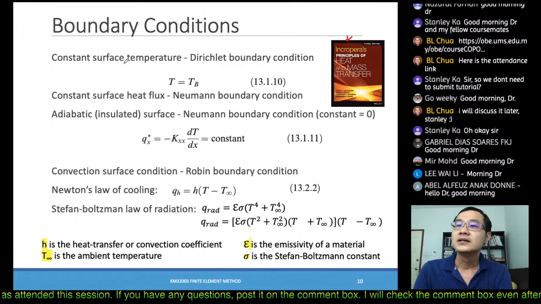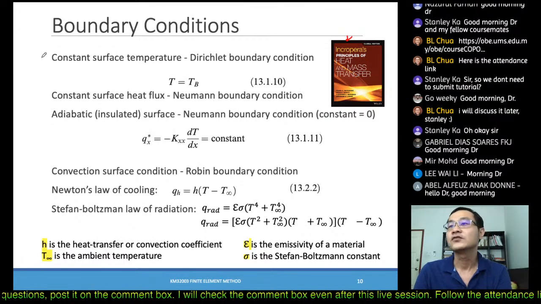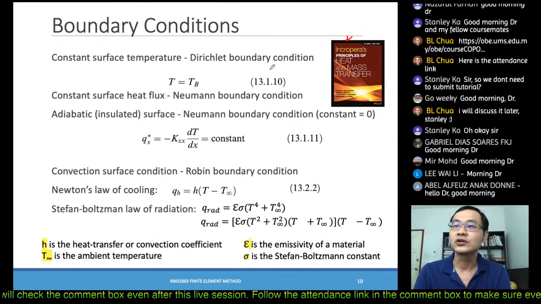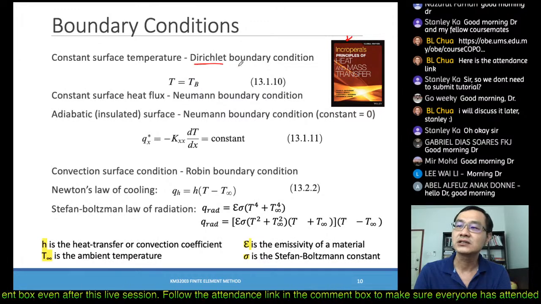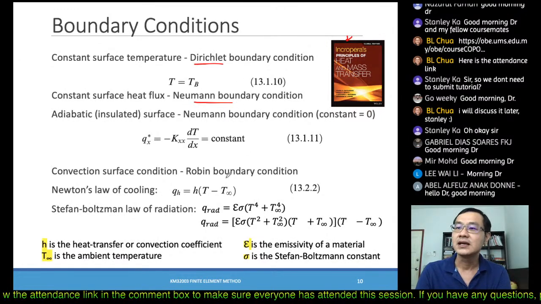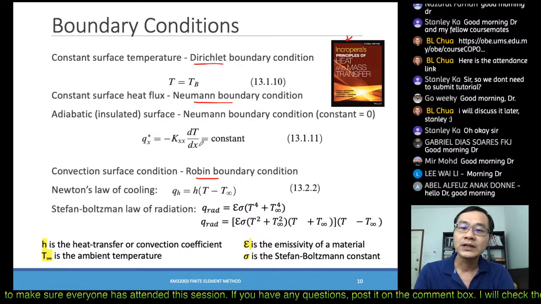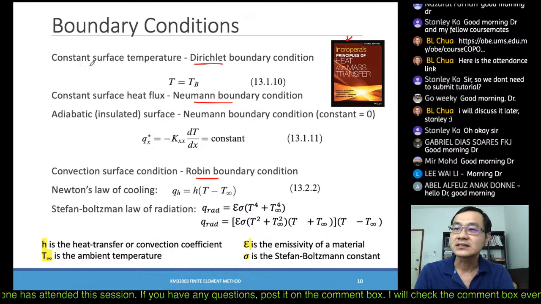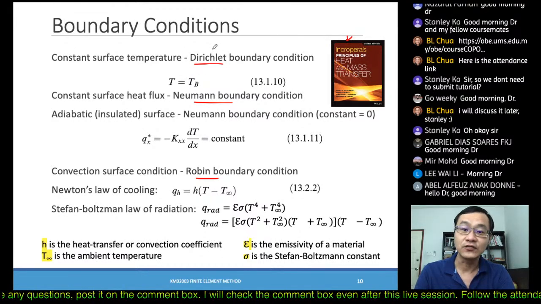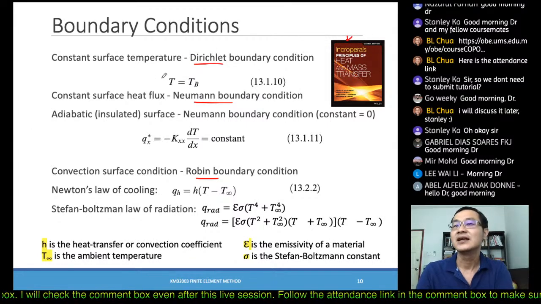For a heat transfer problem itself, we could separate them into three types of boundary conditions. The first one, Dirichlet's boundary conditions. The second one, Neumann's, and the third one, Robin's. So what are the differences? These are the mathematical forms of the boundary conditions. There is mathematics behind it.